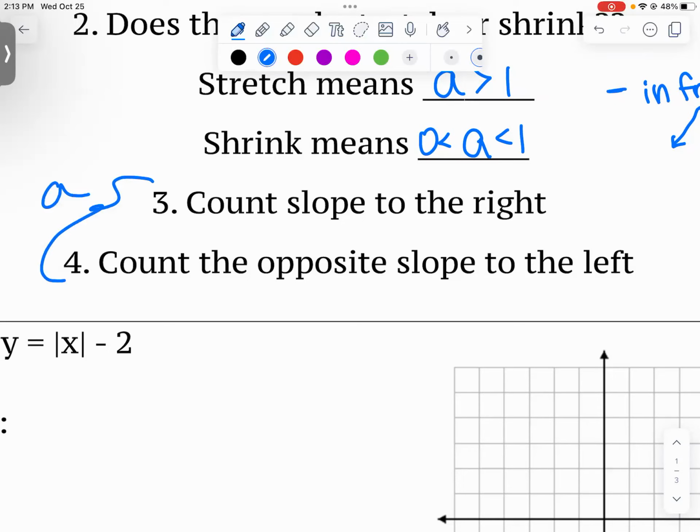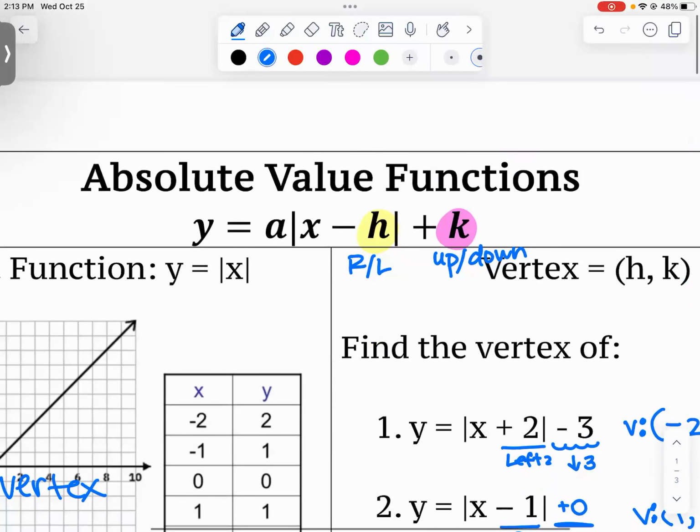If we don't actually see a number, then we know that number is 1. Since A is being multiplied to the absolute value, if we don't see a number, 1 is being multiplied. If it's something that's adding or subtracting, that's when there's the invisible 0.